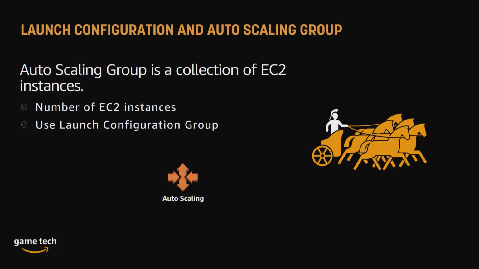The second piece is the auto scaling group. This determines how many EC2 instances, how many of these horses I'm going to send into battle, and which launch configuration group I'm going to use.